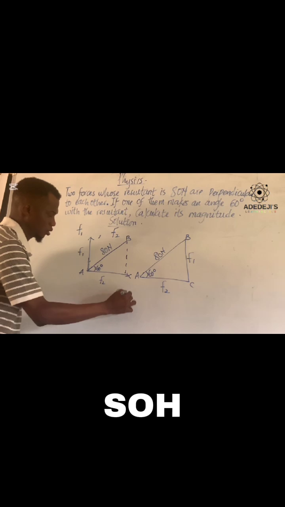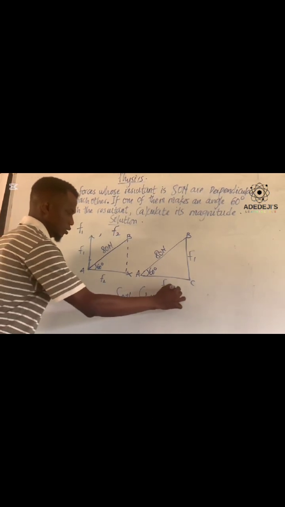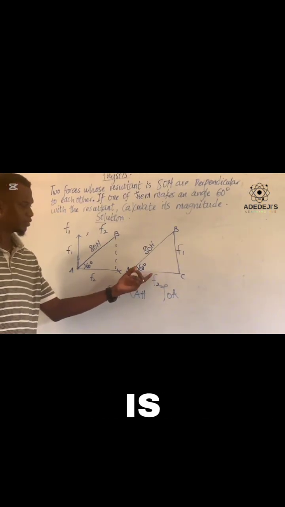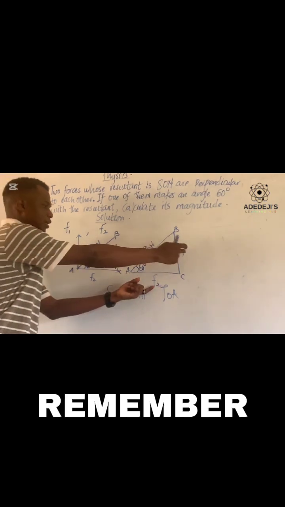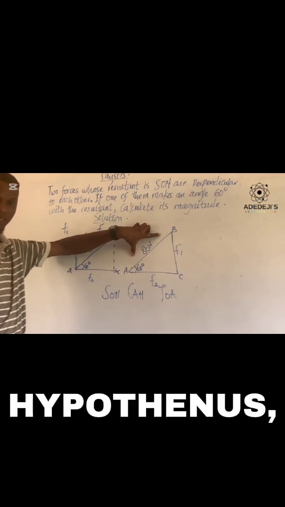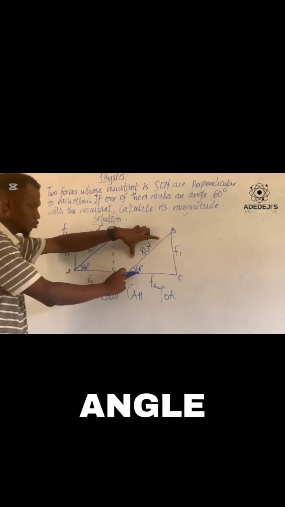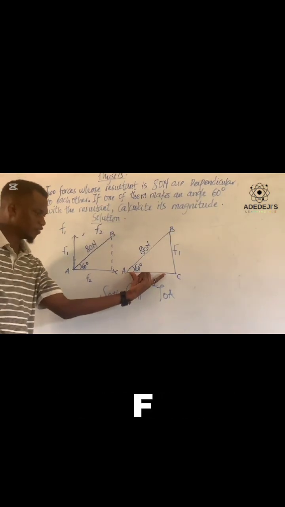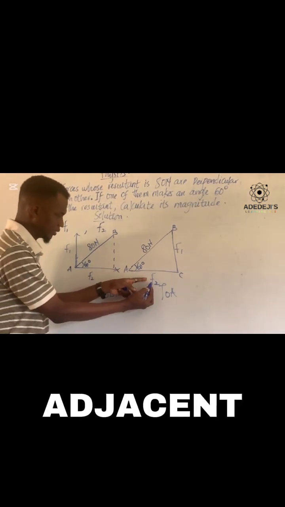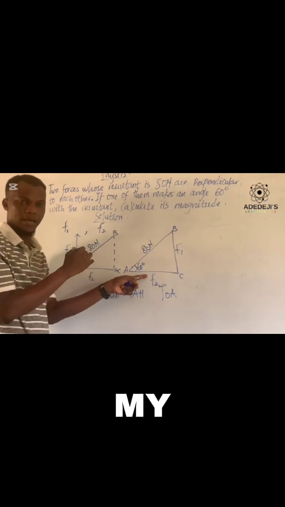From our SOHCAHTOA, our trigonometry, we know that F2 here is the adjacent. Remember the three sides of the triangle: the longest being our hypotenuse, the side facing the angle being opposite, and F2, which is the last one, is adjacent. So from here, I know my adjacent and I also know my hypotenuse.